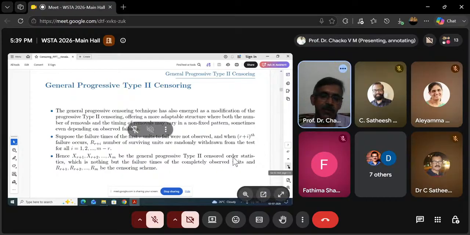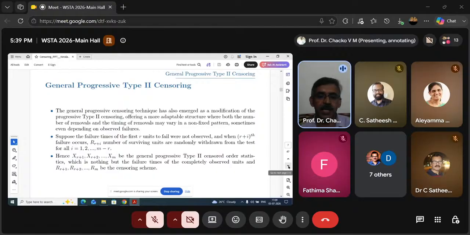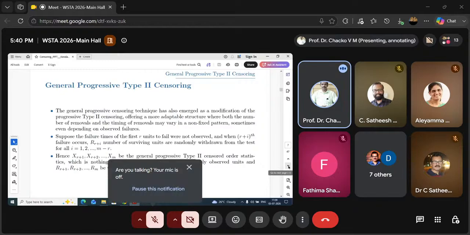Not getting the exact time to failure. And when the r plus ith failure occurs, r plus i number of surviving units are randomly withdrawn from the test for all i equal to 1 to 3. Hence we will have x r plus 1, x r plus 2, up to x m, that is the failure times with a general progressive type 2 censoring, and r plus 1, r plus 2, up to r m be the censoring scheme.